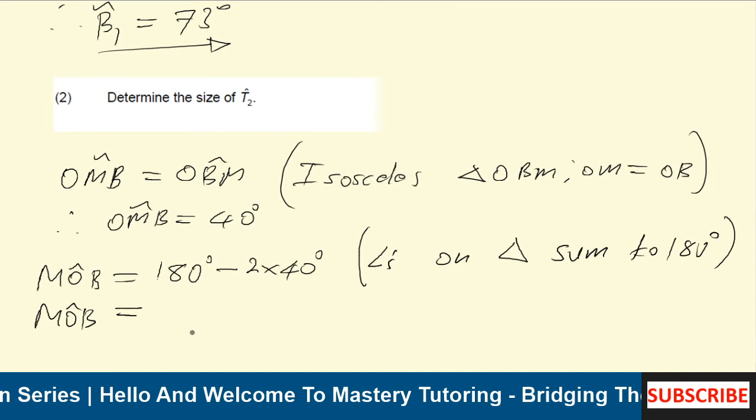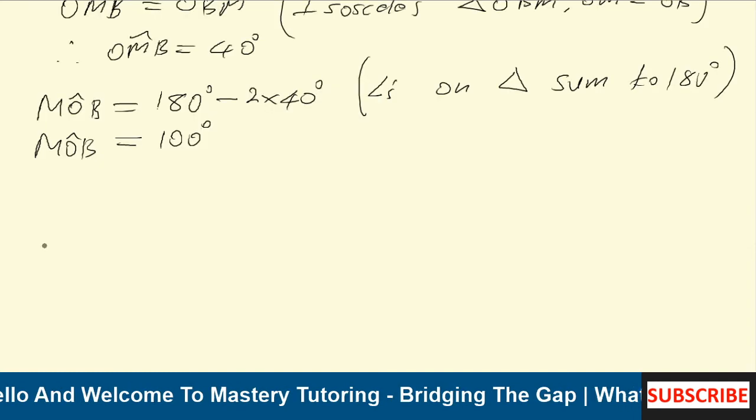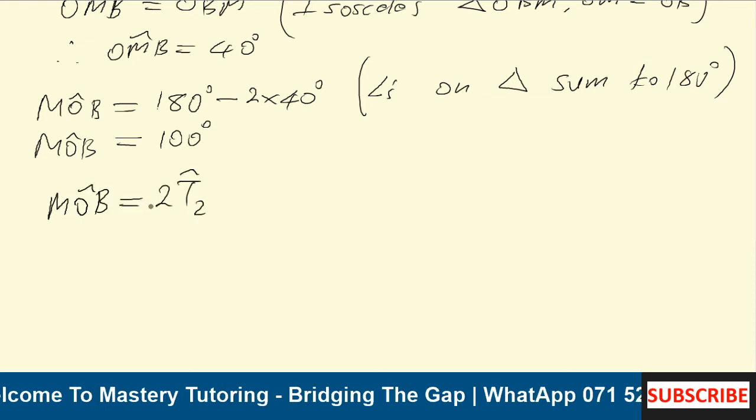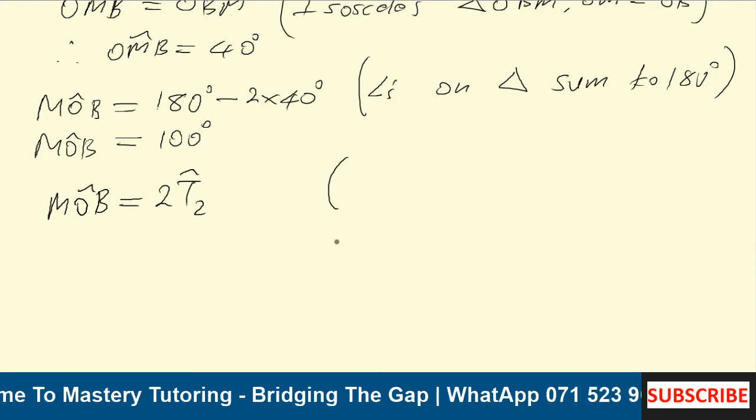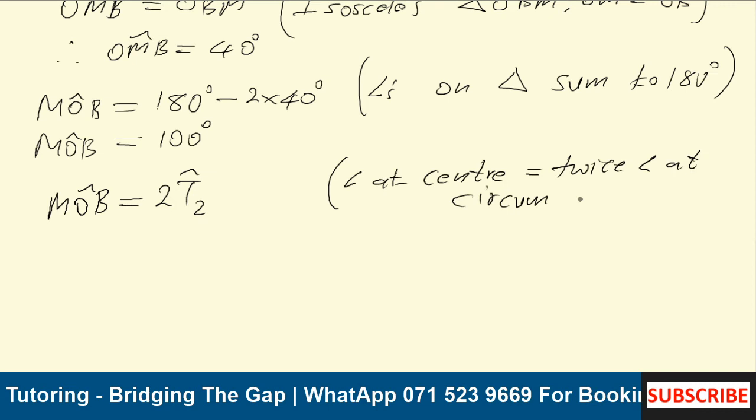But this doesn't solve our answer. We haven't reached the end of the solution. Now on the triangle, we can see that MOB is equal to 2 times angle T2. The reason for this is that angle at center is twice angle on circumference.